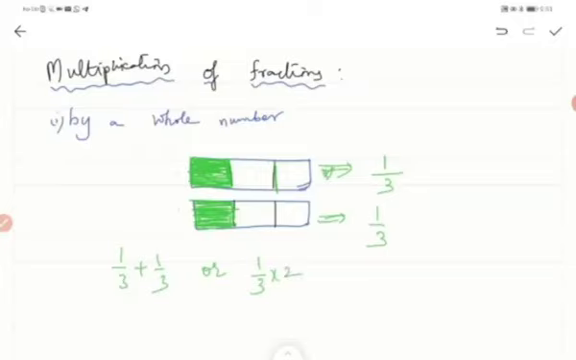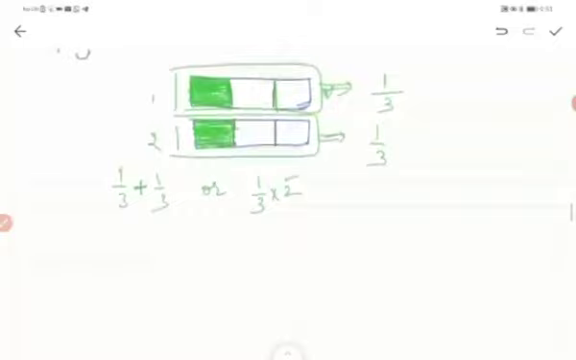That is, this is one whole and this is the other whole. So 1 by 3 into 2. This is 1 and this is 2. Okay. So multiplication is nothing but repeated addition. See, 1 by 3 into 2 is nothing but 1 by 3 plus 1 by 3. Okay. So we will get this as how much? It is 2 by 3.